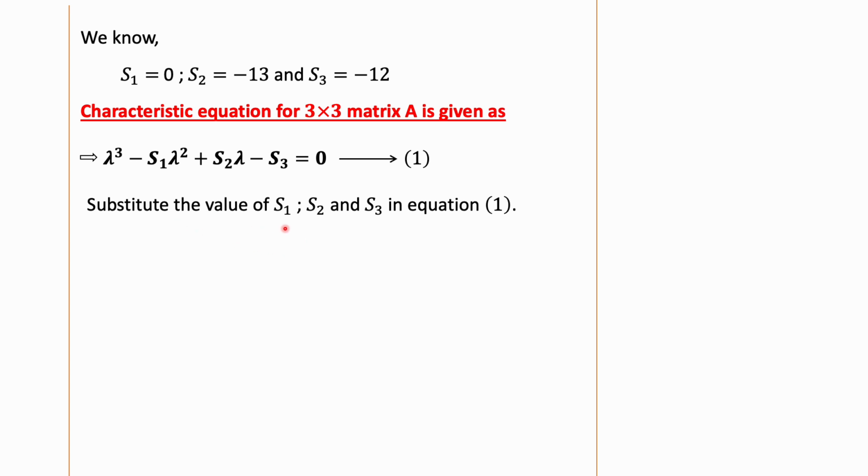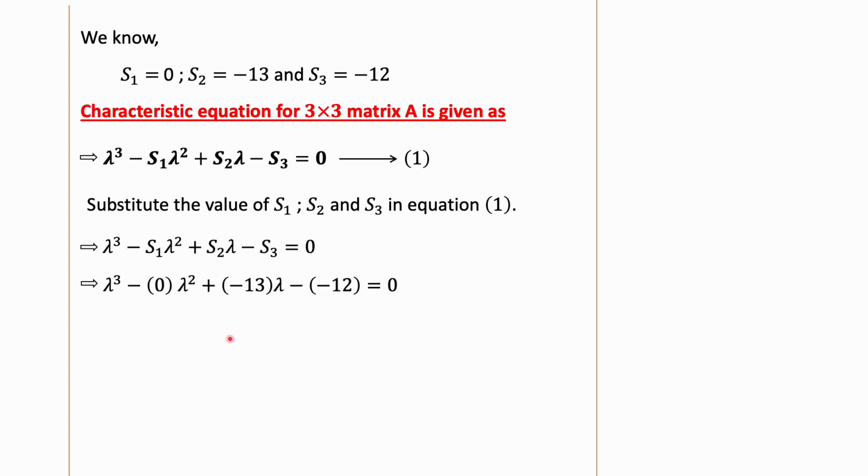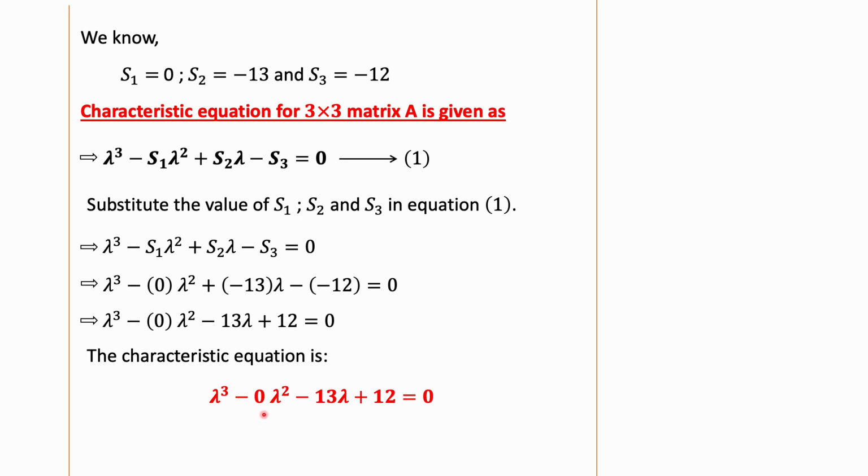Substitute the values of S1, S2 and S3 in equation 1. Let us now substitute. Lambda cube minus S1, which is equal to 0, therefore 0 into lambda square, plus S2, which is minus 13, so negative 13 into lambda, minus S3, which is minus 12, therefore minus into negative 12, equal to 0. Let us now simplify this. It is lambda cube minus 0 into lambda square minus 13 lambda plus 12 equal to 0. So the characteristic equation is lambda cube minus 0 into lambda square minus 13 lambda plus 12 equal to 0. This is our equation number 2.